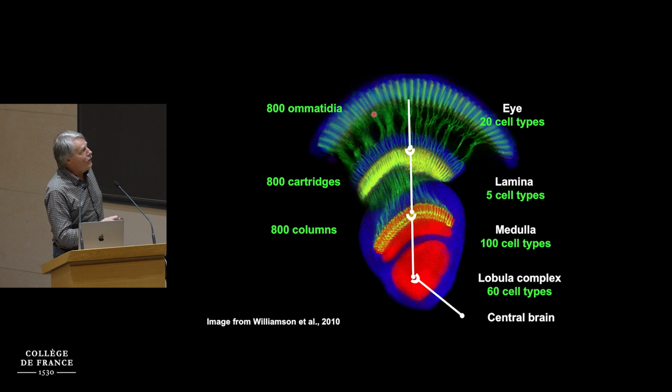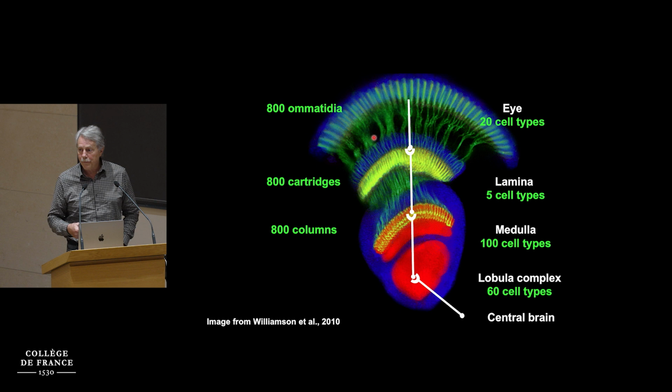This very simple structure of the lamina, very interesting, but very simple, is basically only detecting on-off motions. And most of the activity is actually in the medulla, where there are at least 100 cell types. What I'll tell you today is how time is very important for processing those 100 cell types before the information is sent to higher processing centers in the brain, and this leads to a behavior.